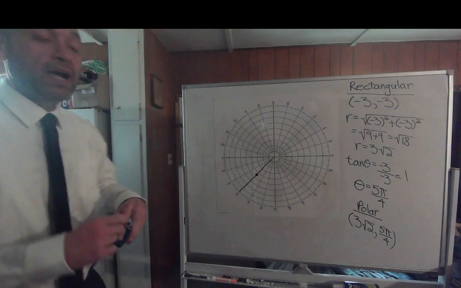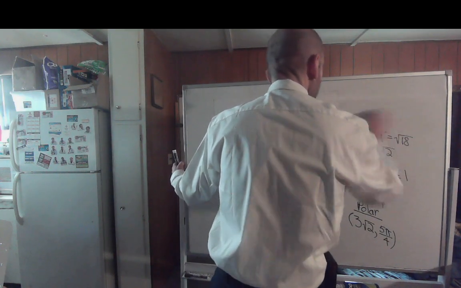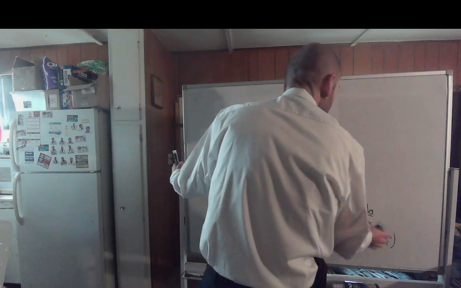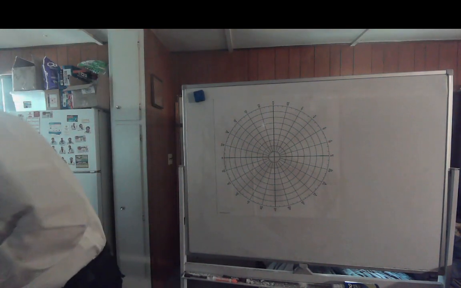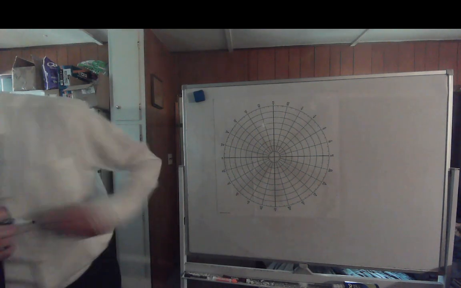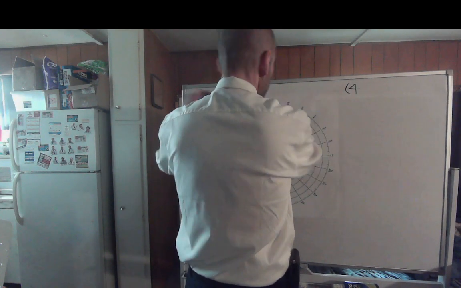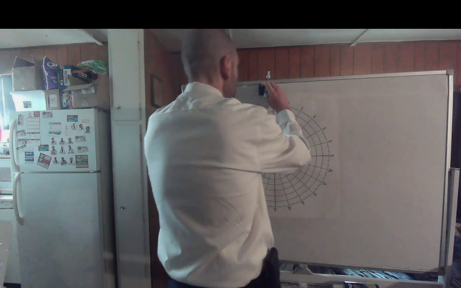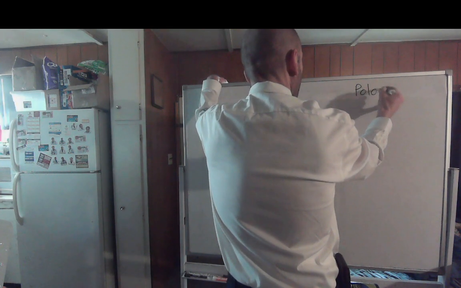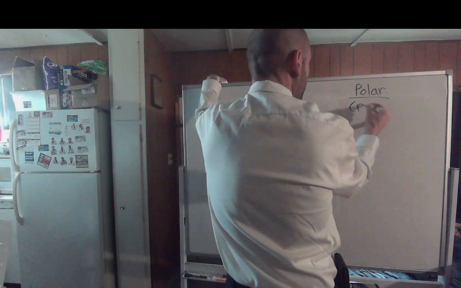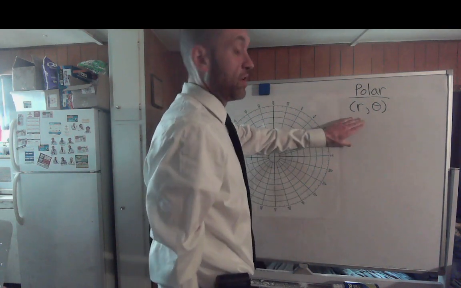Now we can actually work backwards. We can convert from polar to rectangular. And it's actually not as bad as you think. In a way, it's easier. So if you have a polar coordinate, of course you're going to be given r, theta, right? You're definitely given r, theta.